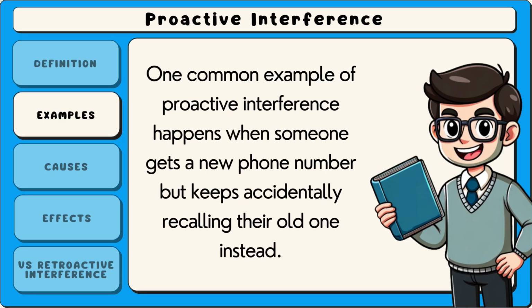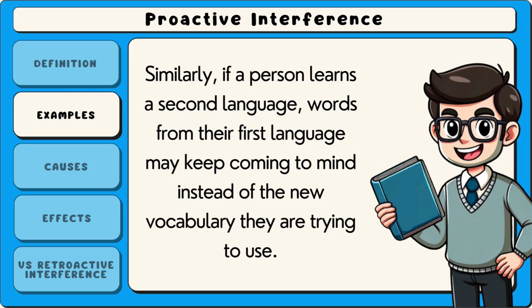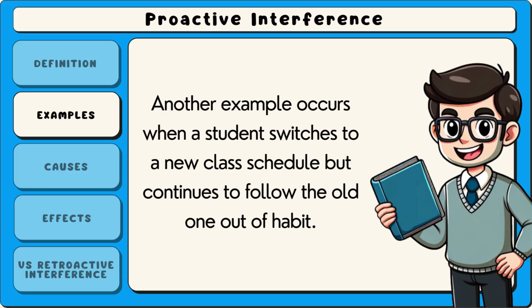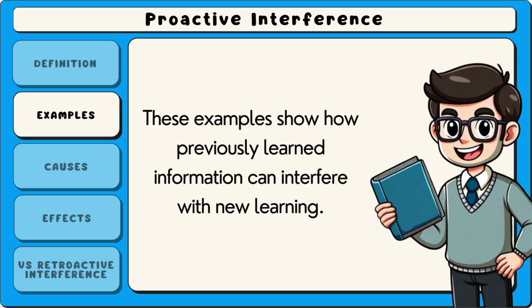One common example of proactive interference happens when someone gets a new phone number but keeps accidentally recalling their old one instead. Similarly, if a person learns a second language, words from their first language may keep coming to mind instead of the new vocabulary they are trying to use. Another example occurs when a student switches to a new class schedule, but continues to follow the old one out of habit. These examples show how previously learned information can interfere with new learning.